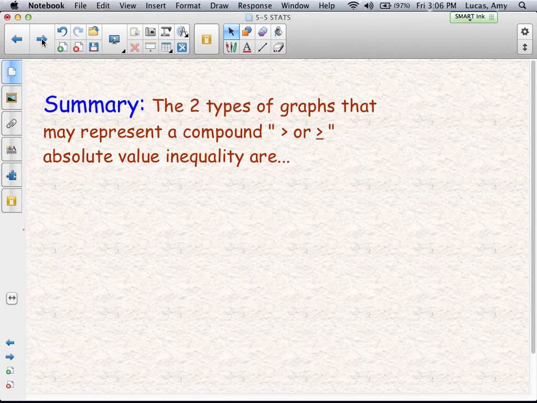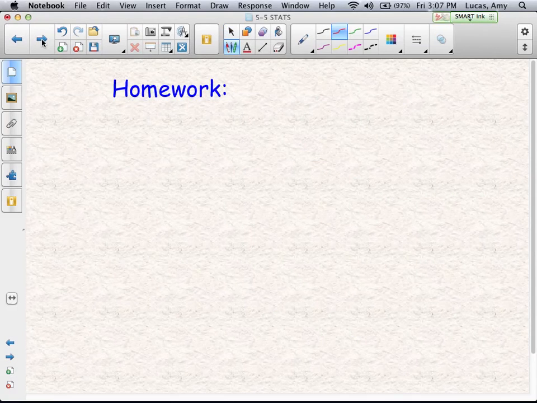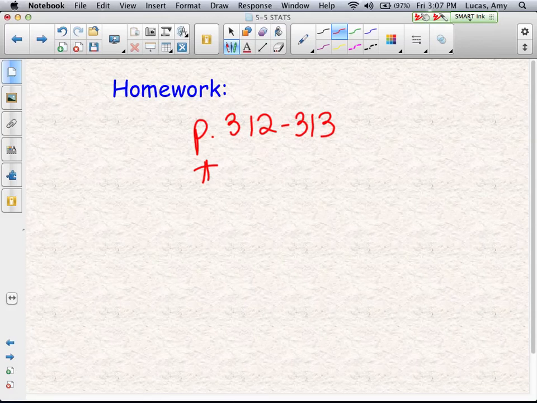You are now able to write your summary and your homework problems. Page 312 to 313, number 4 through 6, 14 to 19.